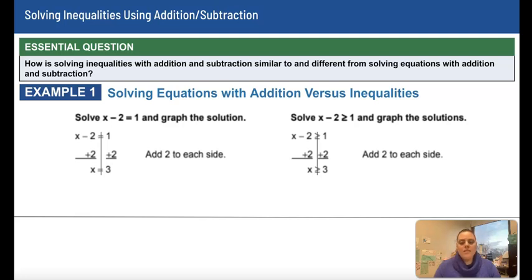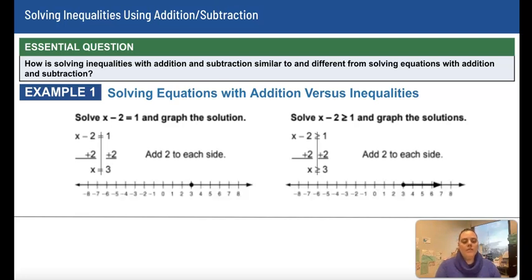These problems also ask us to graph the solution. We can graph an equation by putting a point at the solution, and we can graph an inequality by using a line. In this case, we have a point at 3 because of that or equal to, or the line underneath the greater than symbol. And then we want to indicate numbers greater than x, so our arrow moves to the right.